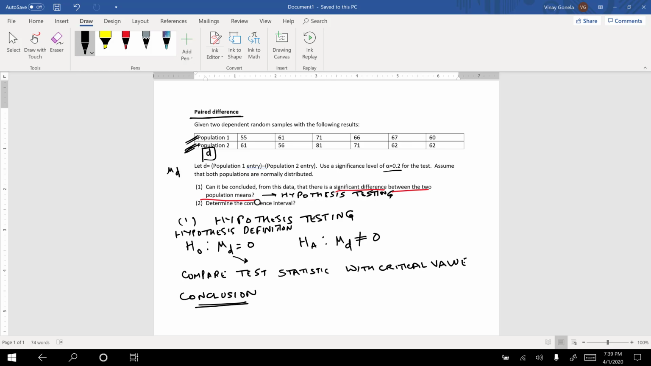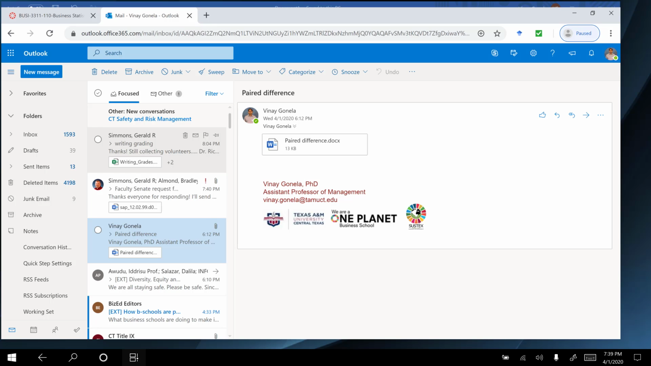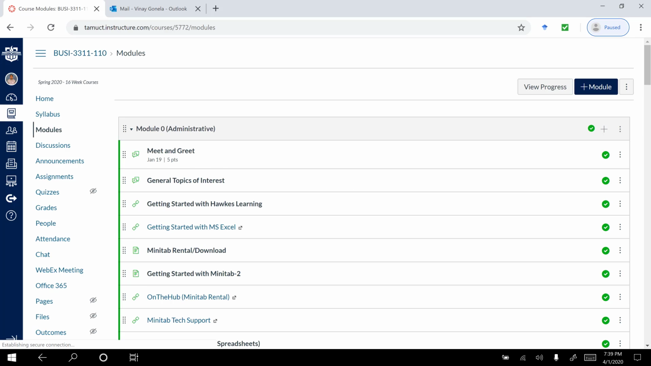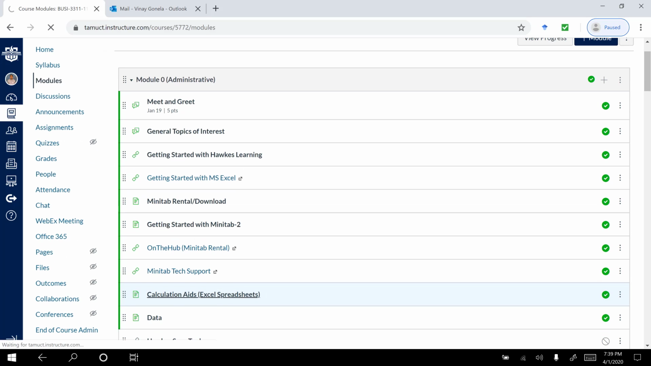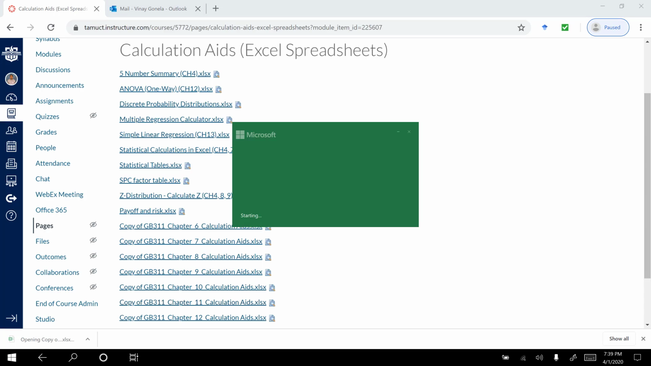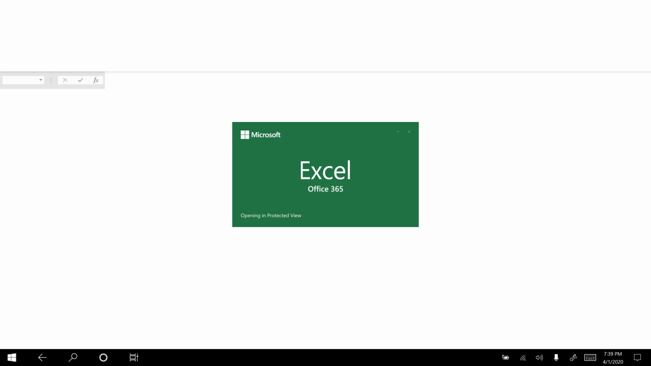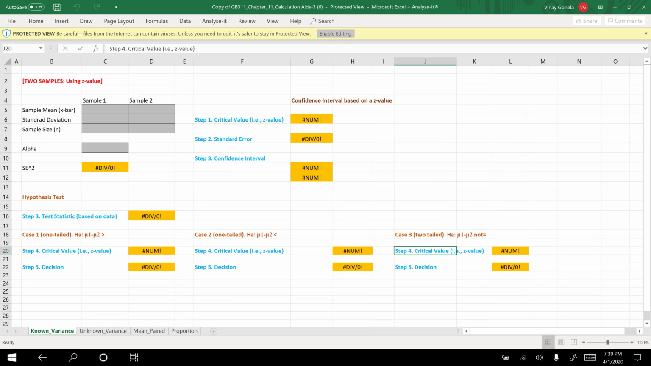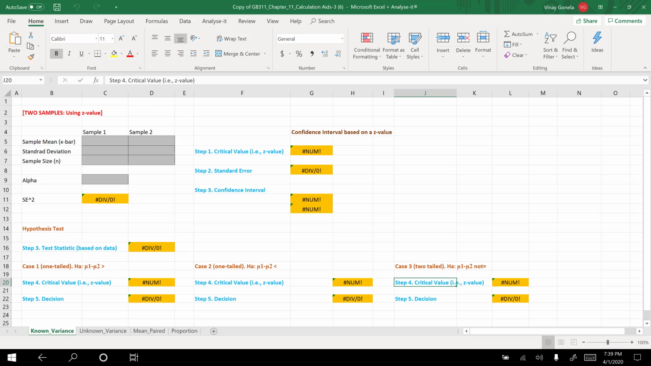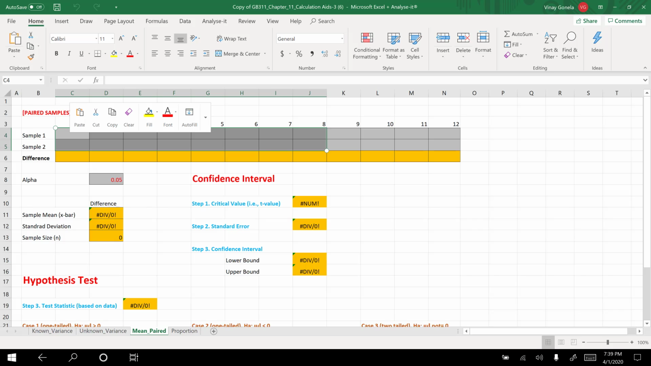So I will go to our canvas, go to modules, and then go to calculation aids and chapter 11 calculation aids, and download this. So do enable editing. Now I will go to the mean paired spreadsheet and enter those sample data which is given in the problem. So sample 1 is our population 1.